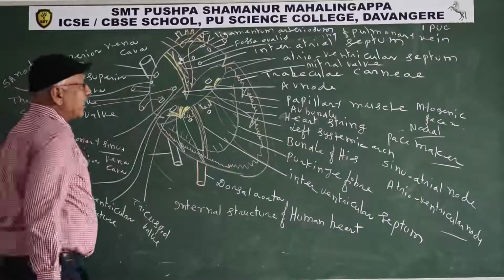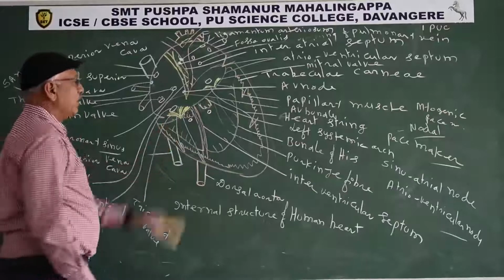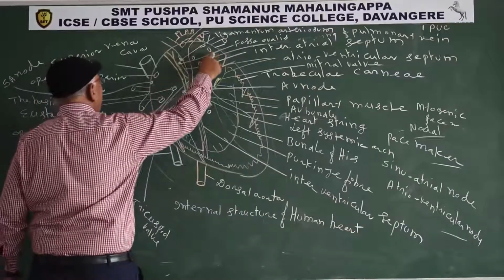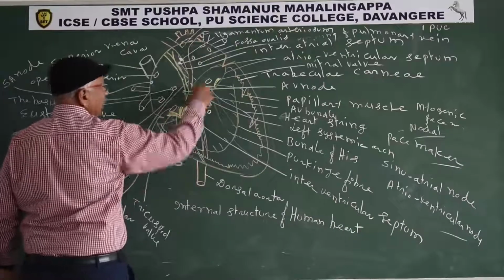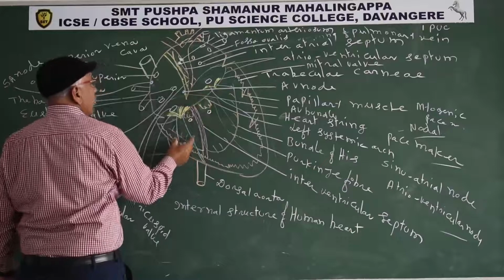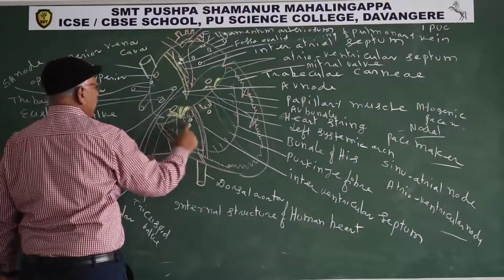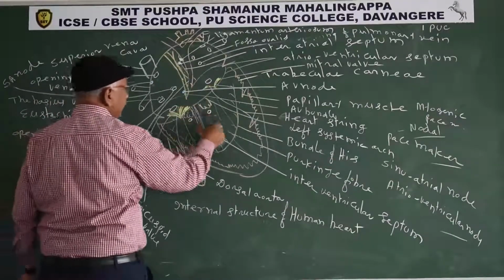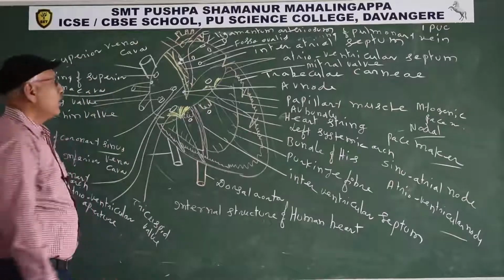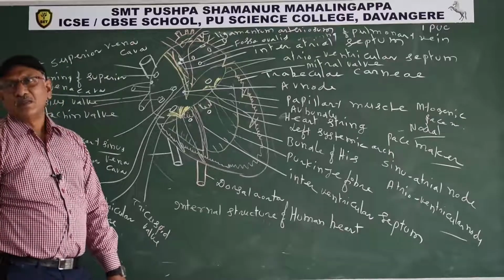So, in the adult human heart, 11 openings are present. 3 openings in the right atrium, 4 openings in the left atrium, and in the atrioventricular septum 2. 3 plus 4 is 7, plus 2 is 9. The right ventricle opens into the pulmonary arch through 1. The left ventricle opens into the left systemic arch through 1. So in an adult human, the heart has 11 openings.